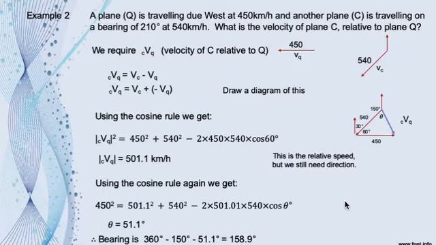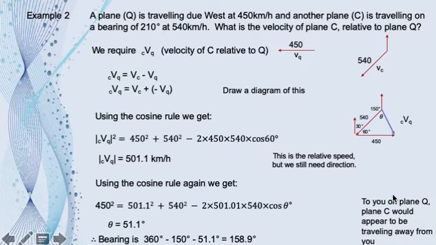So think about what this is asking. So remember, whenever we're given a worded question, it's good to give a worded explanation of what we're seeing. So it says, what is the velocity of plane C relative to Q? So we've said the velocity is 501. We've said the direction is 158.9. So what this actually means is if you're on plane Q, plane C would be traveling away from you at a bearing of 158 degrees, and it would be traveling away at 501 kilometers per hour. Okay, so that's what that actually means.